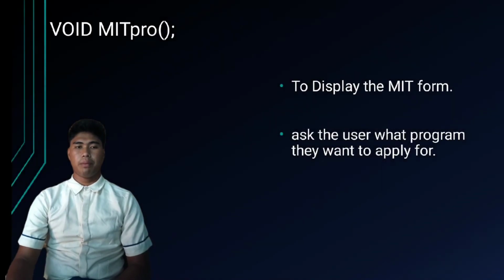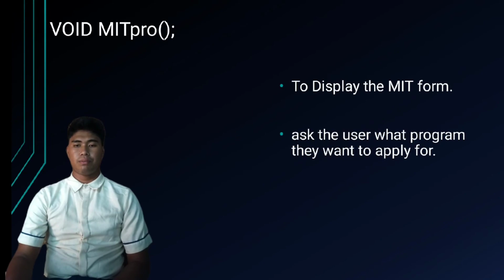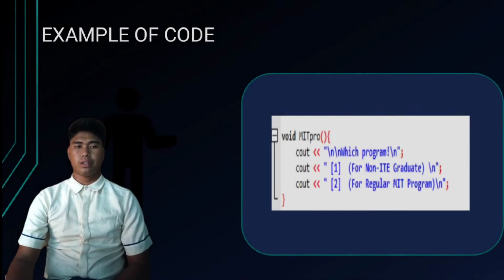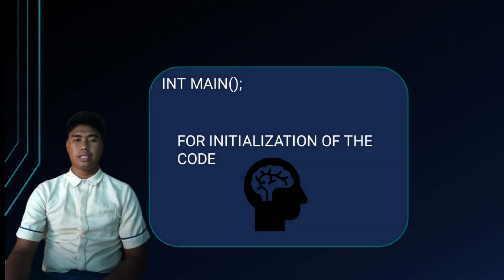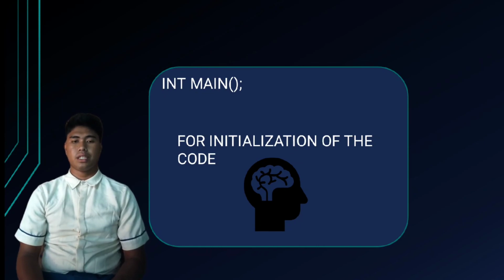Next is void MIT Pro, to display the MIT form and ask the user what program they want to apply for. Example of code and sample output. And lastly is the int main for initialization of the code.